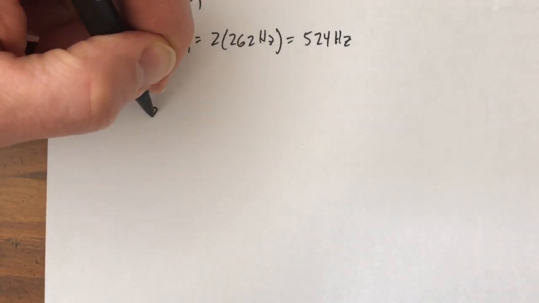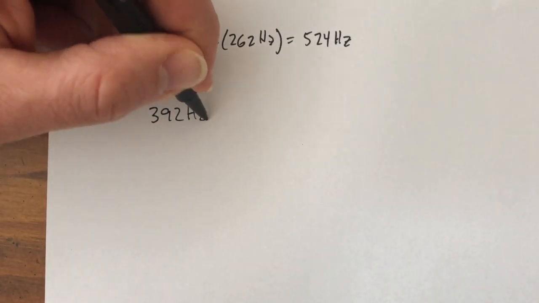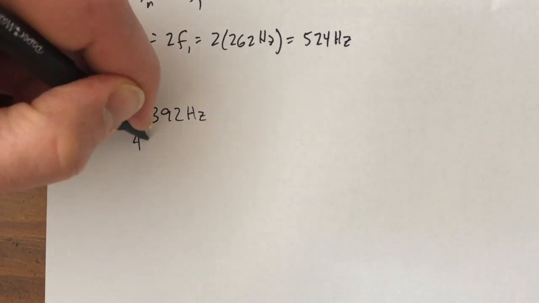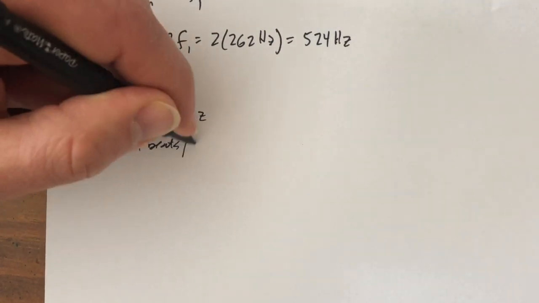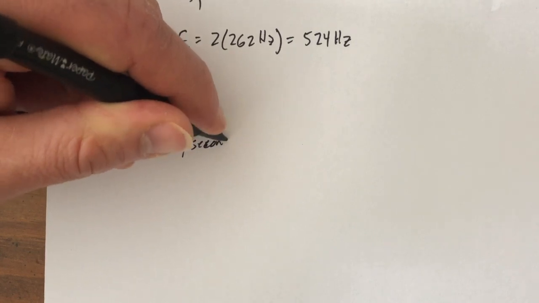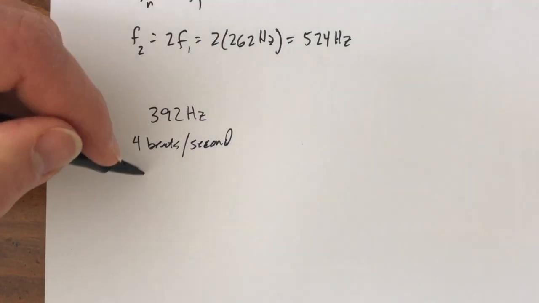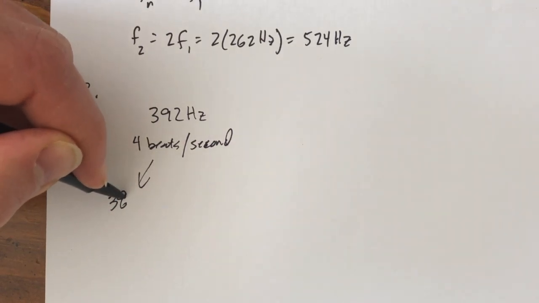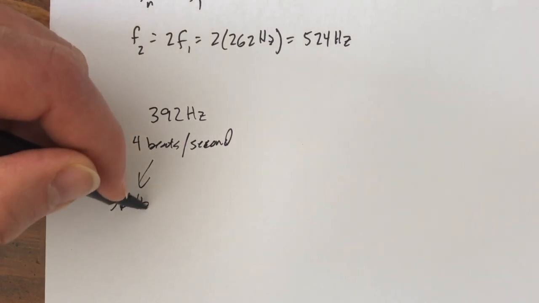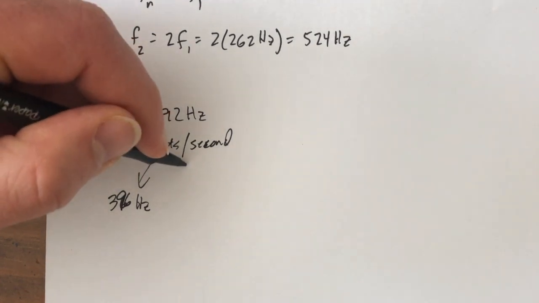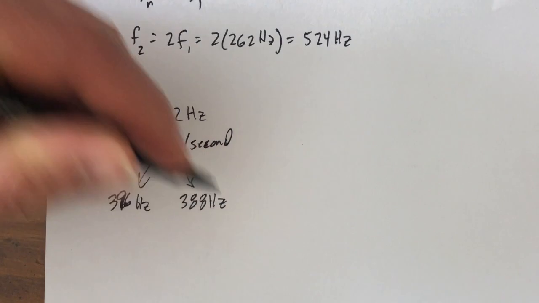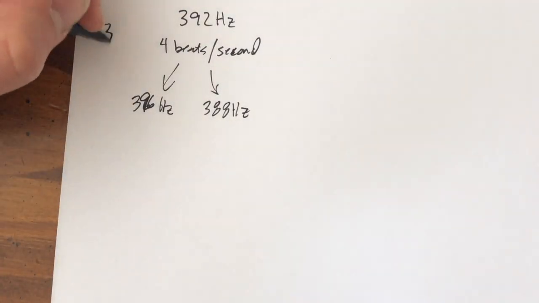So if I know for sure one of my frequencies is 392 and I hear 4 beats per second, the beat frequency, that's what that's known as, that means the second sound is either 396 hertz, so 4 more, or it's 4 less, 388 hertz. All right, that was number 3.